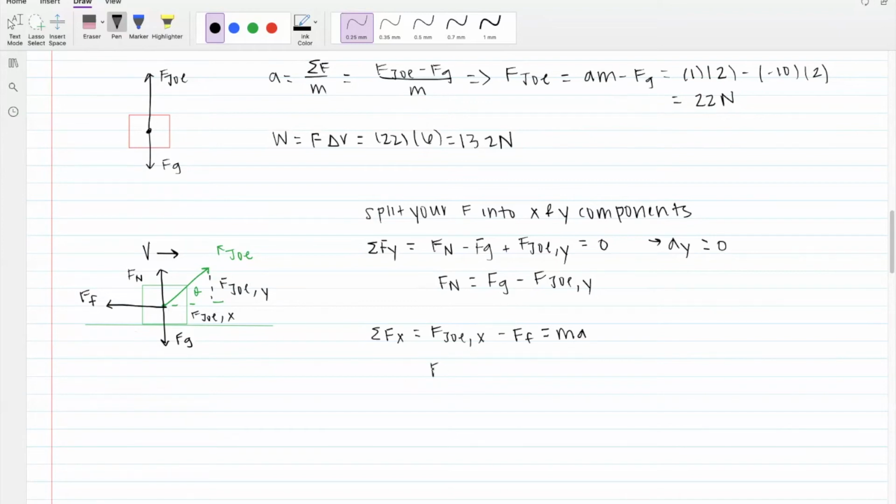Now, what is the force of friction? It is equal to mu, some constant given to you by the surface, times F of n. Well, F of n is going to equal this. So all the forces applied in the X direction is equal to F of Joe x minus mu times (F g minus F Joe in the y direction), which is equal to ma.